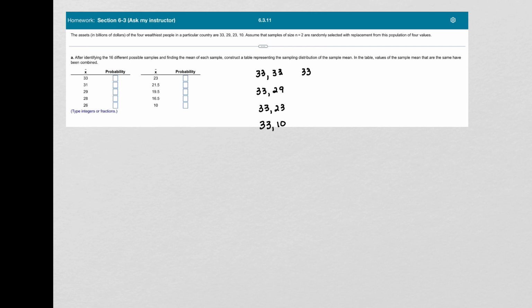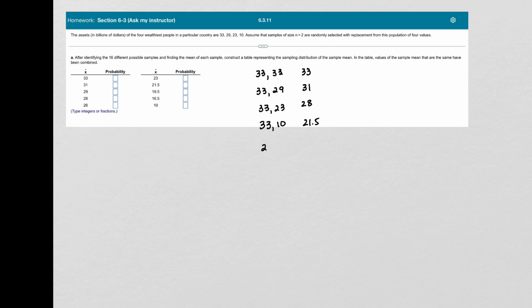33 and 29, we add those together and divide by 2, we get 31. 33 and 23, add those together and divide by 2, and we get 28. And 33 and 10, we add those together and divide by 2, and that would be 43 divided by 2, which is going to be 21.5. Okay, so then we can continue listing our samples.